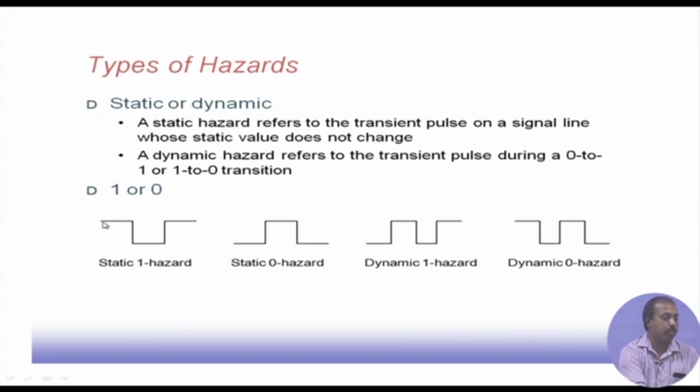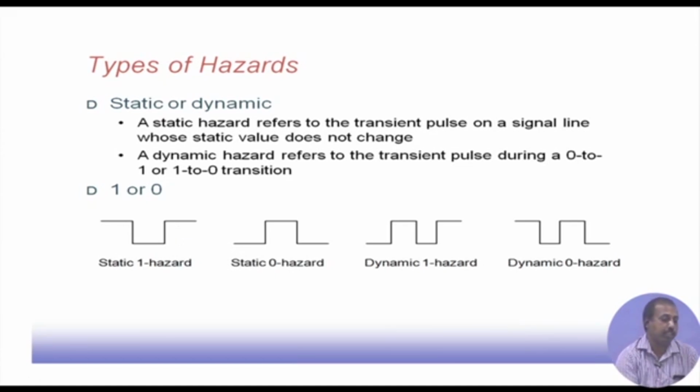So, static 1 hazard means the line was remaining 1, there is a hazard, so it comes to 0, and then after some time it goes back to 1. So, there is a high to low transition, a small high to low pulse occurring on a signal line which should otherwise be continually high. Similarly, static 0 hazard means the line should ideally be at 0 level, but due to the presence of this hazard, it makes a transition and goes to 1 for some time in between. Now, this is a static hazard because the initial value and the final value of the signal line are the same.